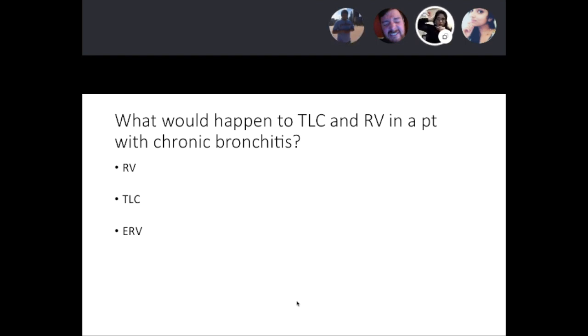All right, so back to the question. Can you guys tell me what's going to happen to the residual volume again in a patient with chronic bronchitis or an obstructive lung disease? Increase.